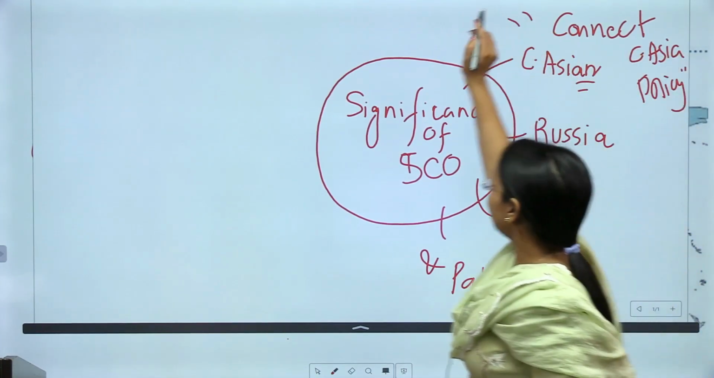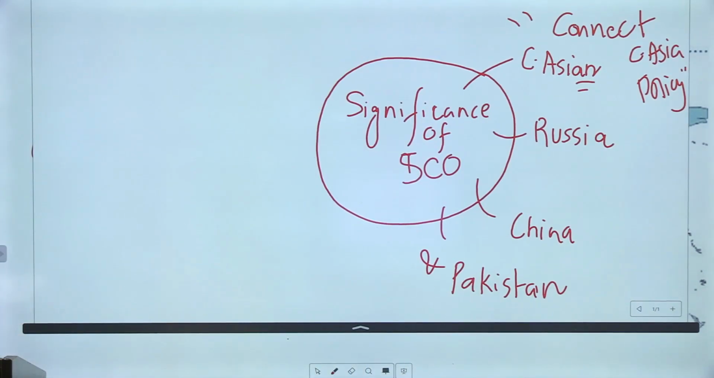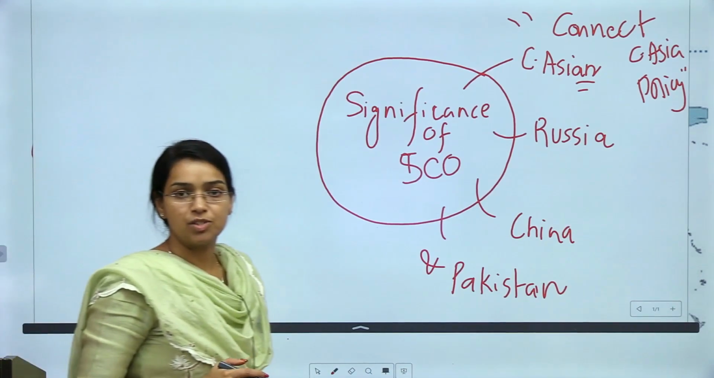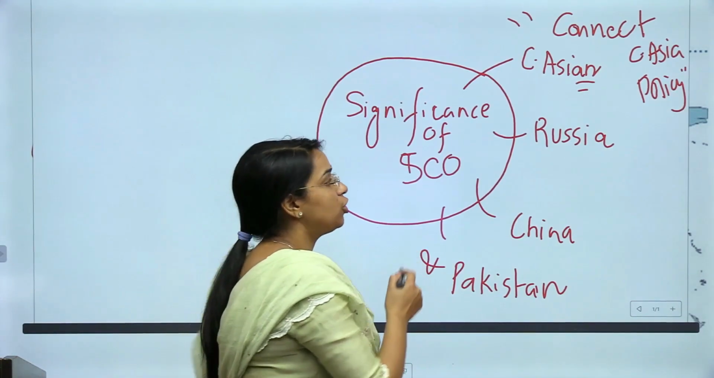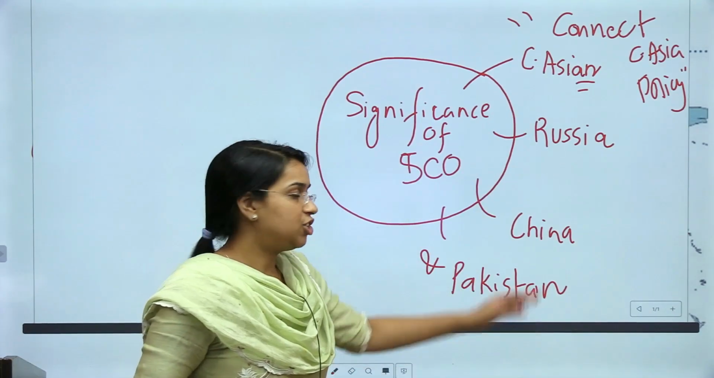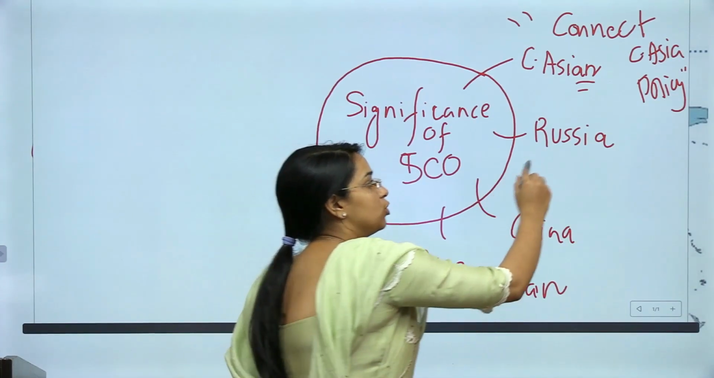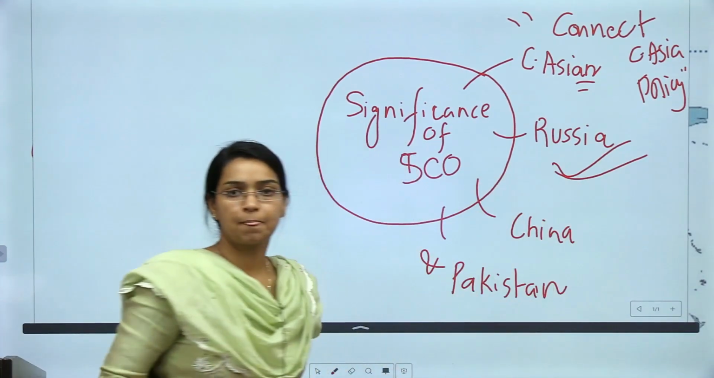To realize this, we can use SCO as a forum to engage in direct conversation with the Central Asian nations, right. So SCO is very important to deepen our ties with Central Asia. Similarly, Russia is important for our defense and energy needs. Again, we can bolster our ties with Russia, right.